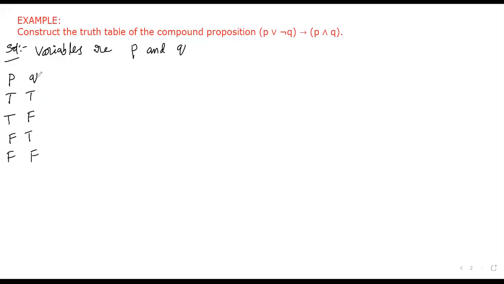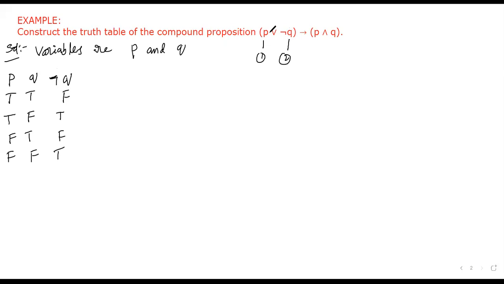So here there are two variables, P and Q, and we have written all the possible cases. P is completed. Next we require negation Q. Just write negation Q first. Already you know, Q true gives false, Q false gives true. So negation Q is false, true, false, true. Very good. Completed.